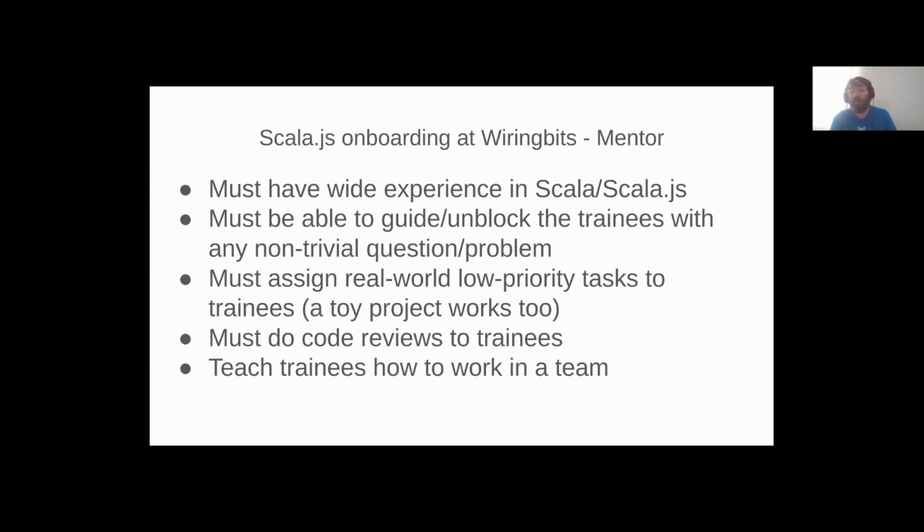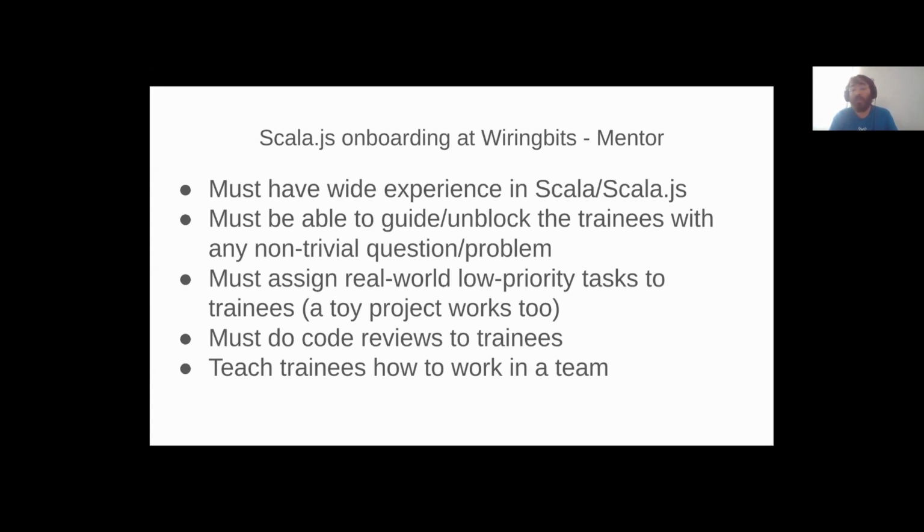If something non-trivial happens, the mentor is the one that needs to unblock them and make them focus on the actual task. We assign these trainees real world tasks that are low priority, which is important because we don't want to stress them. So it's a task that needs to be done, but it doesn't matter when it gets done. So we get time for the trainees to actually complete it.